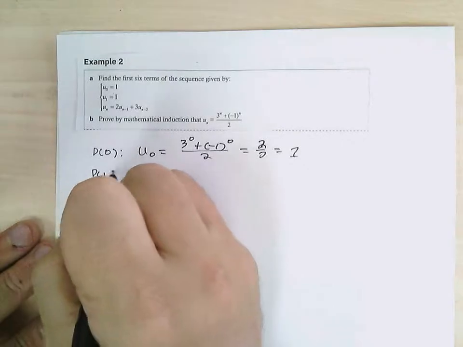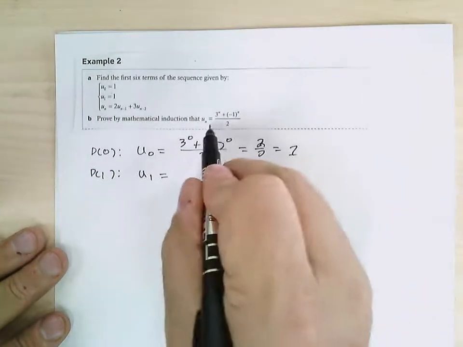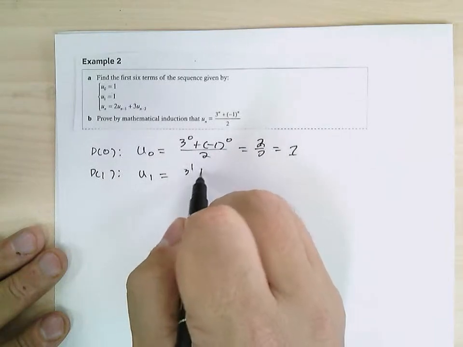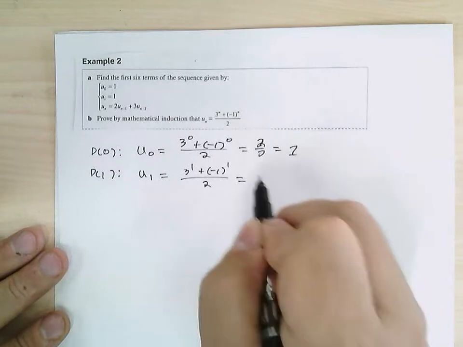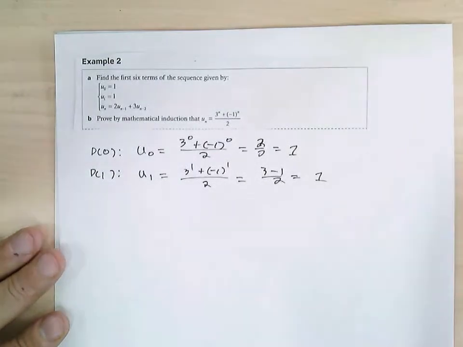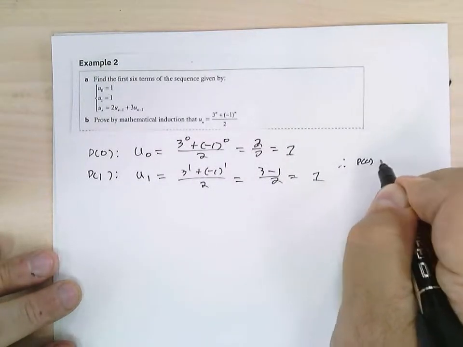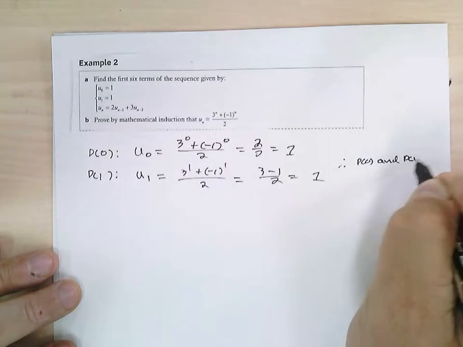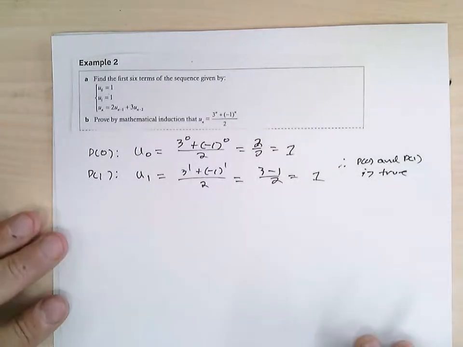But we also have another first term in the sequence, which is U of 1. And I'll go (3^1 + (-1)^1) over 2. Well, that's going to be 3 minus 1 over 2, which is also going to be 1. So therefore, P of 0 and P of 1 are true. So we did the first part of the proof.